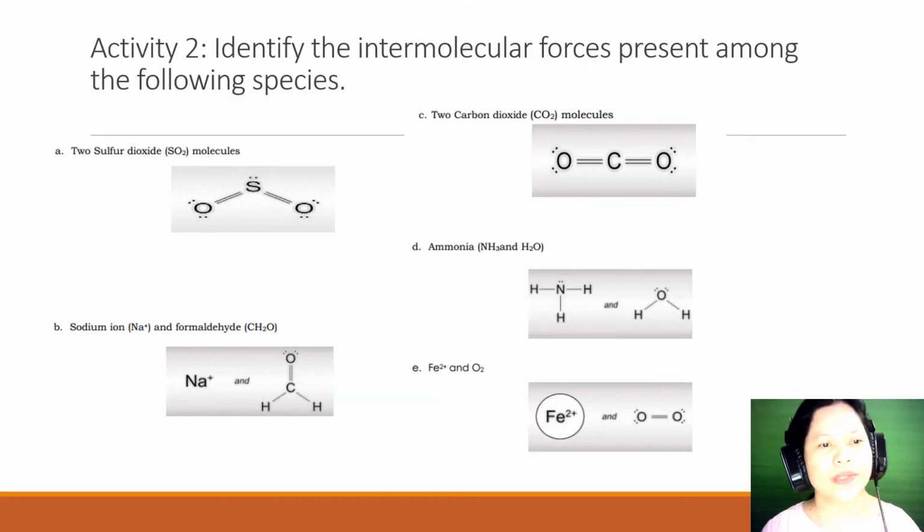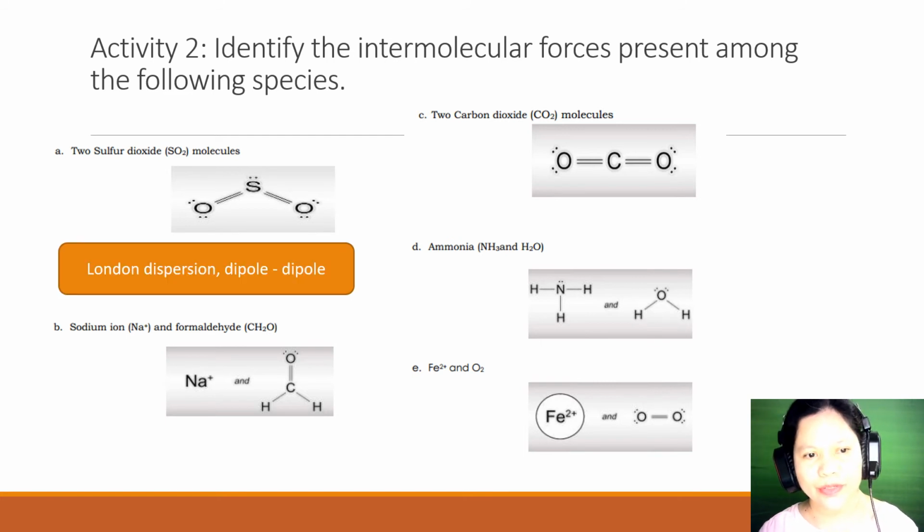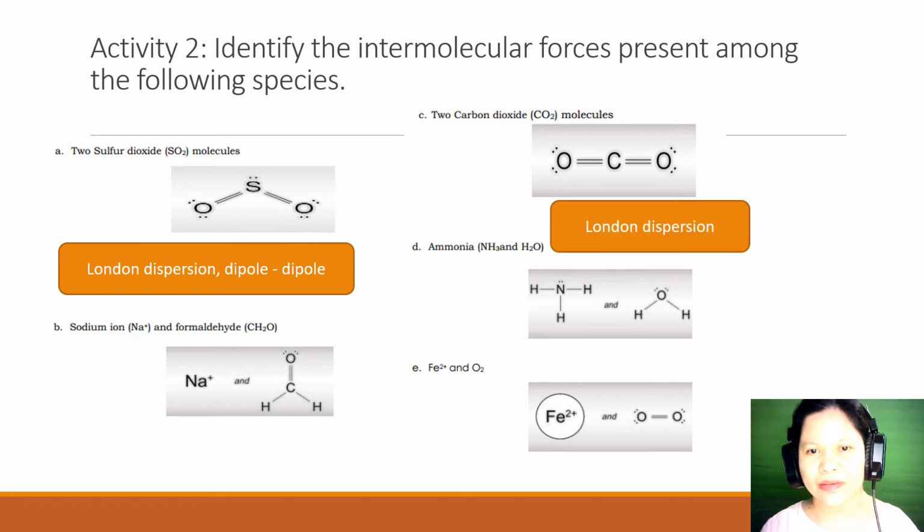Okay. So two sulfur dioxide molecules. Our answer will be London dispersion and dipole-dipole. Okay, letter B. Sodium ion and formaldehyde. So what do you think will be our answer? Okay, very good. So you have the London dispersion.